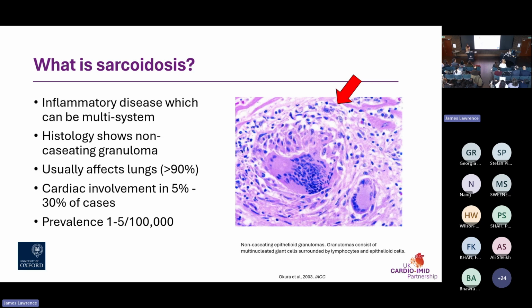It normally affects the lungs, in more than 90% of people, but we do know there's cardiac involvement, with clinical involvement in about 5%, but on autopsy studies there's probably subclinical involvement in up to 30%. It's not particularly common. Prevalence is about 1 to 5 in 100,000, depending on the population.